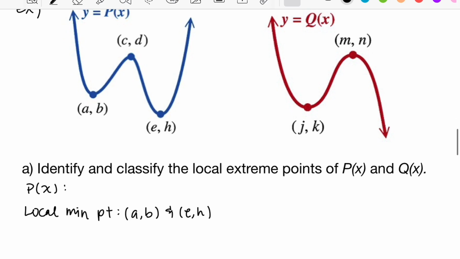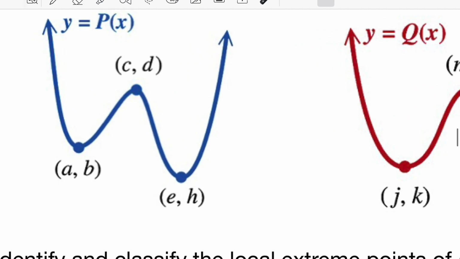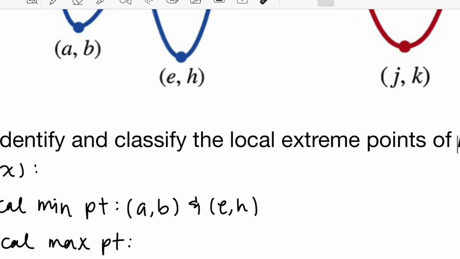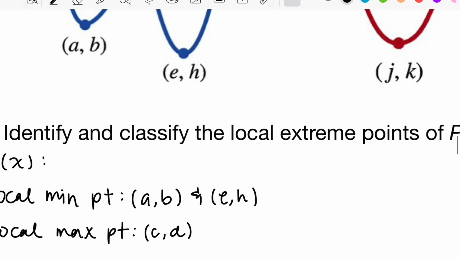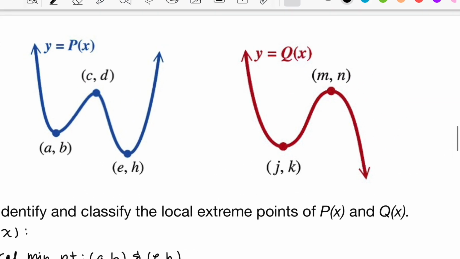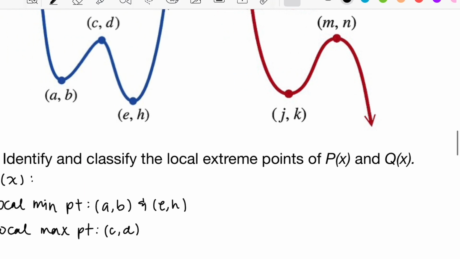Okay. Similarly, by the same reasoning, we're going to have a local maximum point at CD here, right? So if we were to zoom in and just look at all of these X values as we get close to this point C here, this is going to be our highest point. All right, similarly for Q of X here, this JK here is going to be our local minimum.